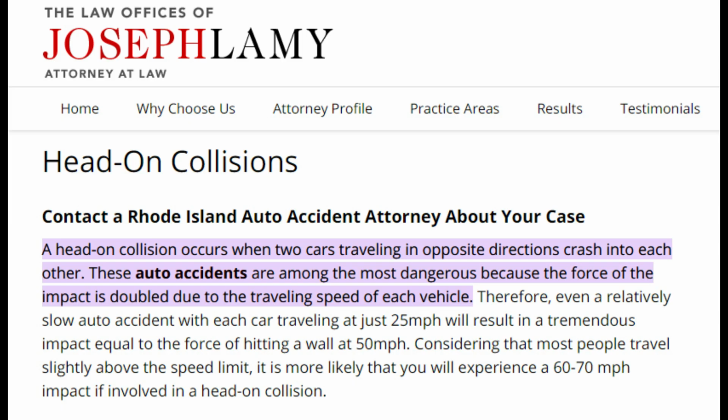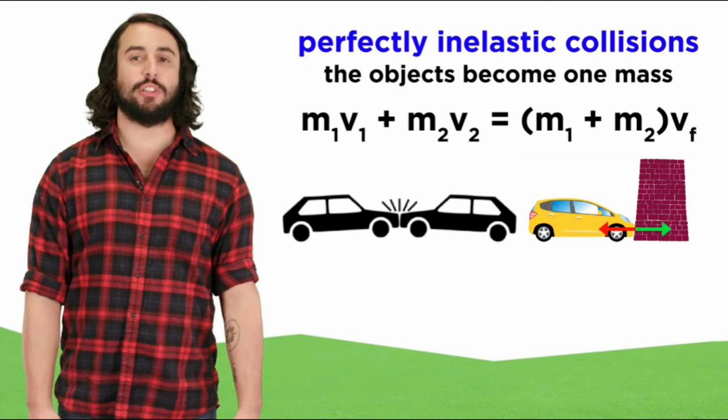According to an auto accident attorney, head-on collisions are the most dangerous because the force of the impact is doubled due to the speed of each vehicle. Therefore, even a relatively slow auto accident with each car traveling just at 25 miles an hour will result in a tremendous impact equal to the force of hitting a wall at 50 miles an hour. This is literally as simple as 1 plus 1 equals 2 and 1 plus 0 equals 1.